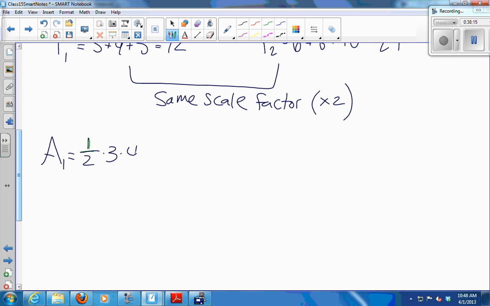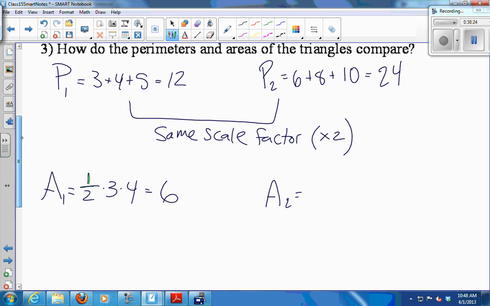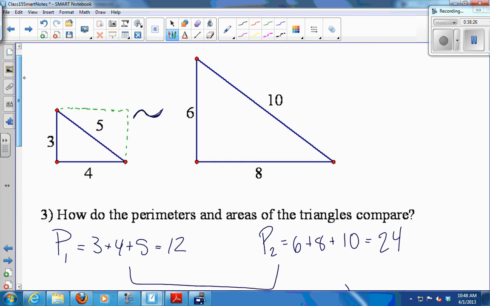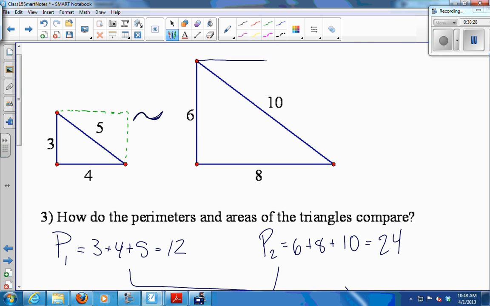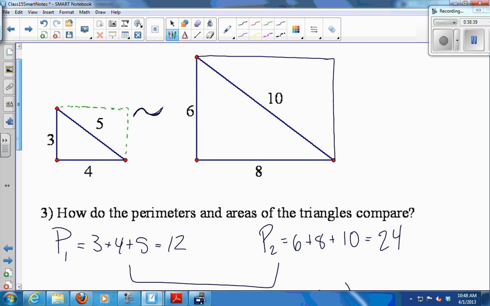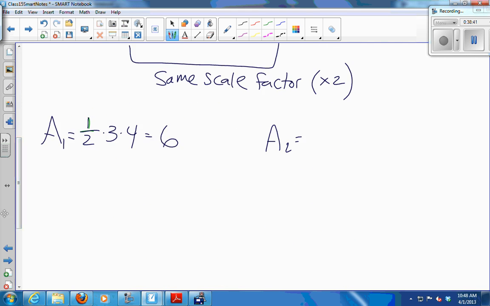1/2 times 3 times 4, which is 6. And then the area of triangle 2, I could do the same trick. Make this into a rectangle. Base times height would be 8 times 6, but the triangle is only half of this rectangle, so it's 1/2 times 6 times 8, which is 24.